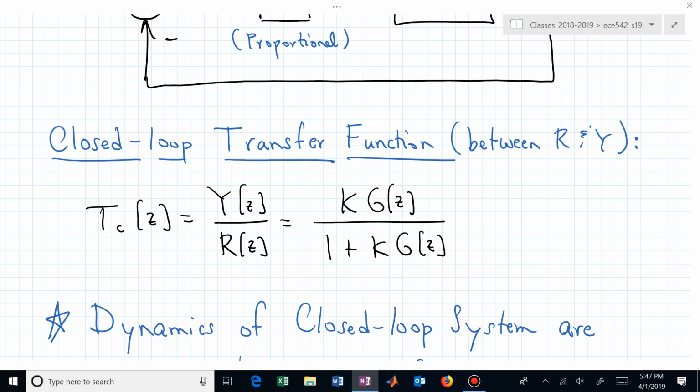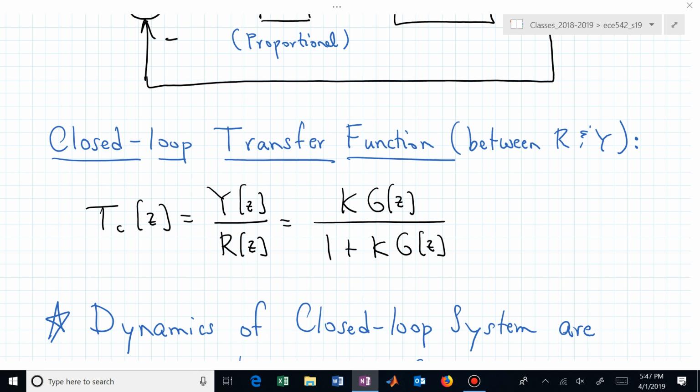Any transfer function. If I just handed you a transfer function and I said, here's an h of z, and you were texting that to your friend, and good thing you're at home and you can't be called out, right, in class.